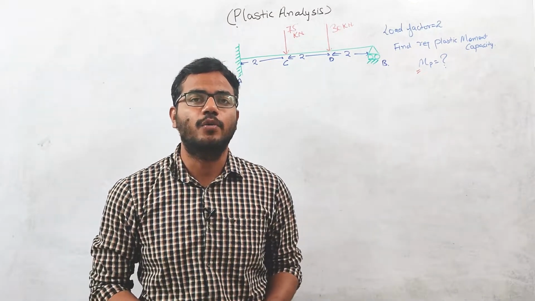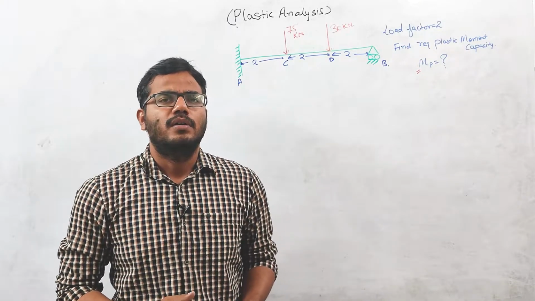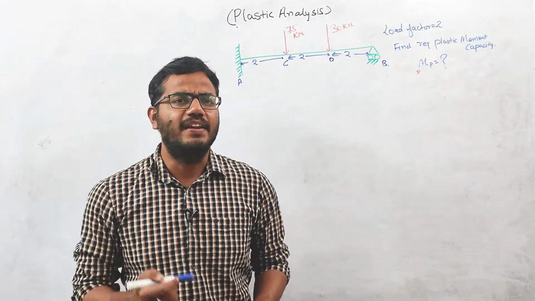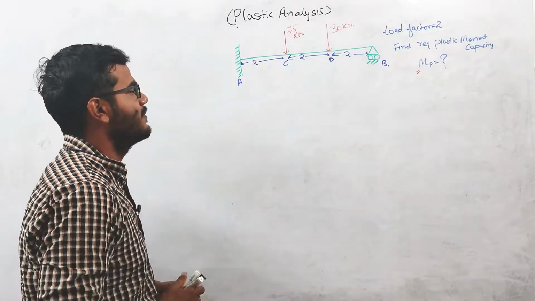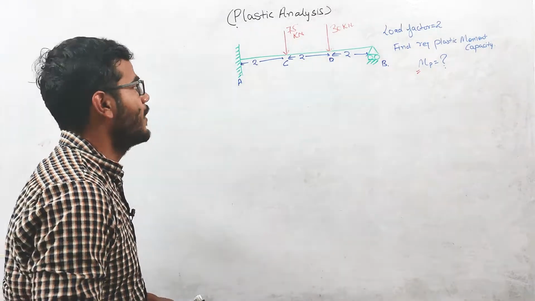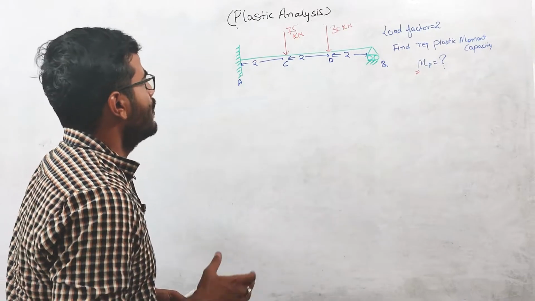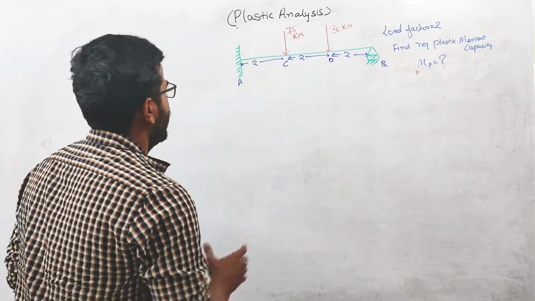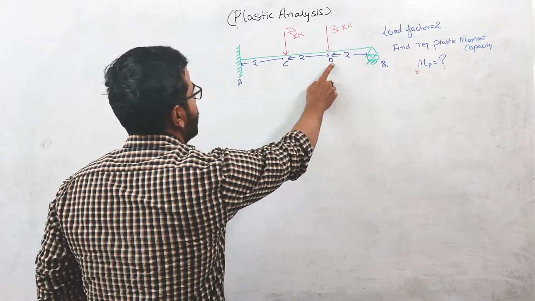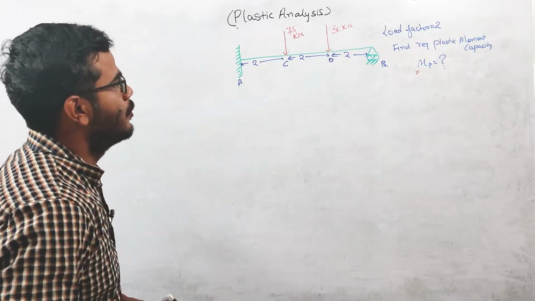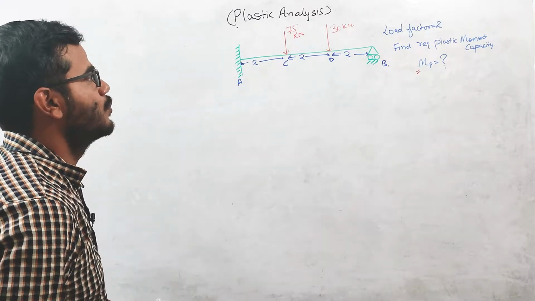In this lecture, we are going to discuss one problem on plastic analysis in which we need to find the required plastic moment capacity of this prop cantilever beam. In this problem, 2-point loads are acting on this prop cantilever beam, one at C and one at D. And the load factor is given, which is equal to 2.